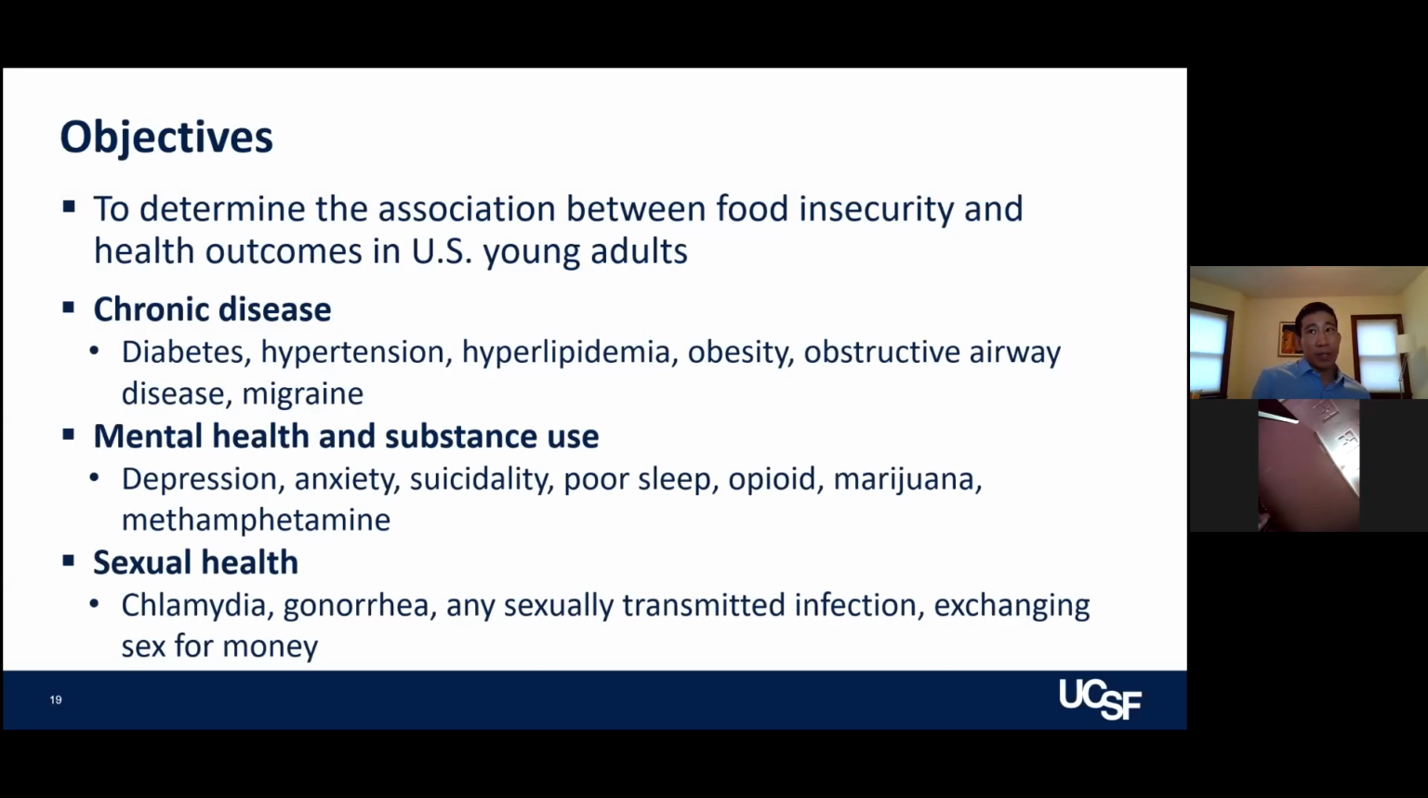But it's just to say that we looked at the association between food insecurity in young adults and chronic diseases. That includes diabetes, hypertension, hyperlipidemia, obesity, obstructive airway disease, migraine, as well as mental health and substance use. Mental health issues are a big priority in adolescent and young adult health. So we looked at depression, anxiety, suicide, poor sleep, and then other substances like opioids, marijuana, methamphetamines. And then finally, we looked at sexual health, so some sexually transmitted infections, as well as some behaviors.